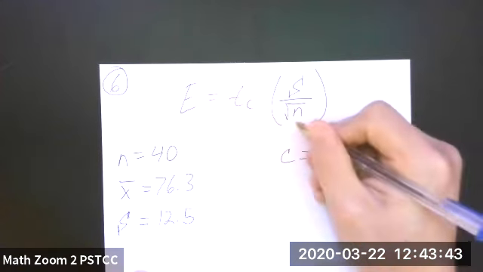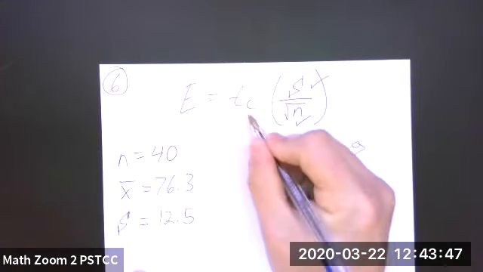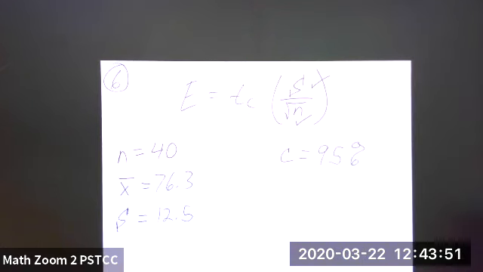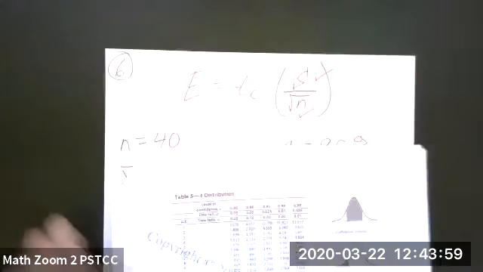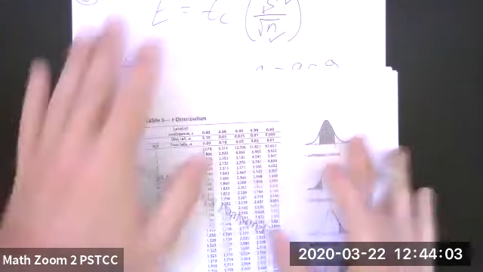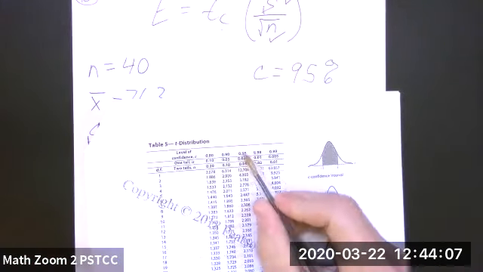We have the sample size. We have the sample standard deviation. We need to find T critical. So if we go to our table, and we go to the T distributions, we'll see level of confidence at the top. In this case, we're doing 95%, so we'll go to the center column.